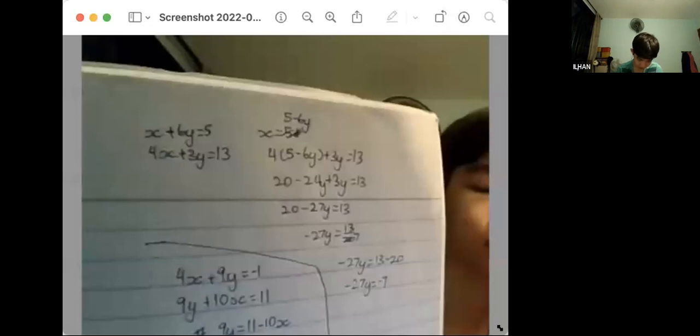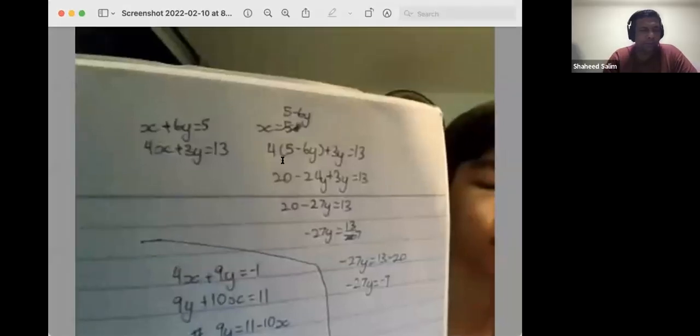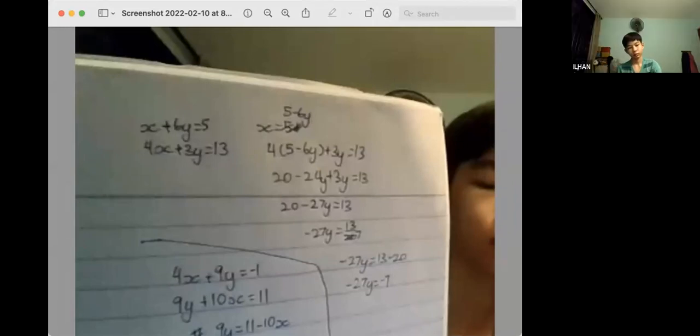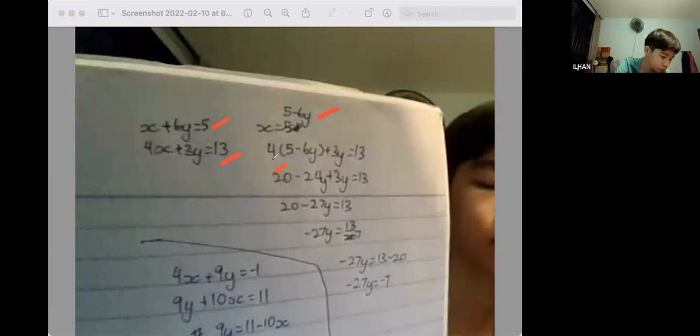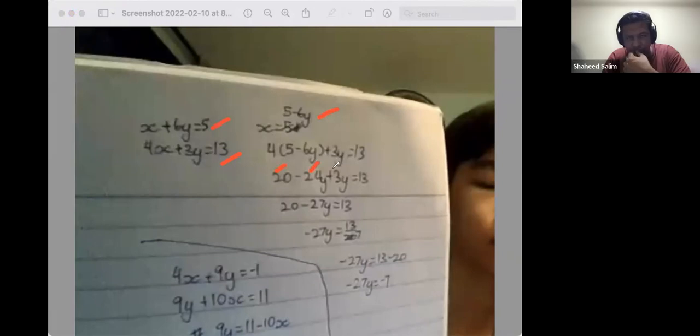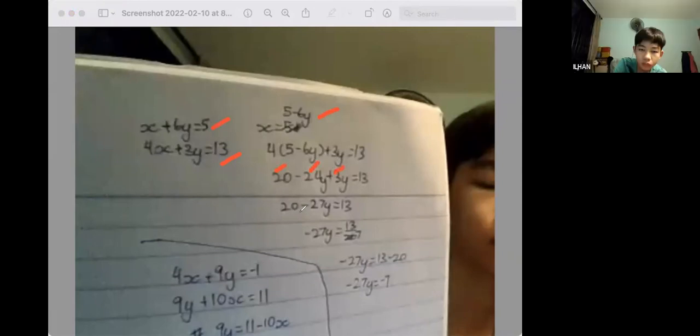So now let's find what happened. So first one, okay. 5 minus 6y, good. This one is correct. First one is correct. This is the question, right? This is correct. Well done. So you put inside here. 5 minus 6y, you put inside here, good. 4 times 5, 20, correct. 4 times 6, 24, minus 24y, correct. Plus 3y.